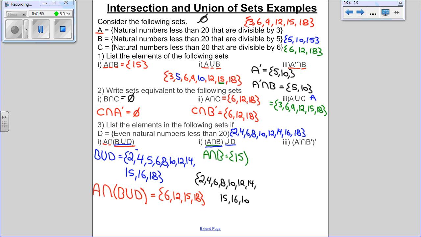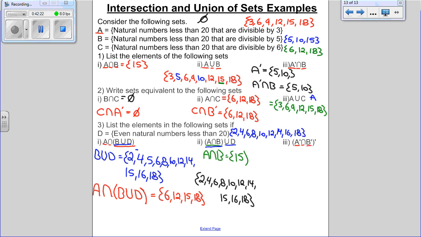All right, last one. We got complements on complements here, so this gets a little bit trickier again. We're going to follow our rule of doing inside the brackets first. So inside the brackets, what's not in A and not in B? What things are not in A and are not in B?